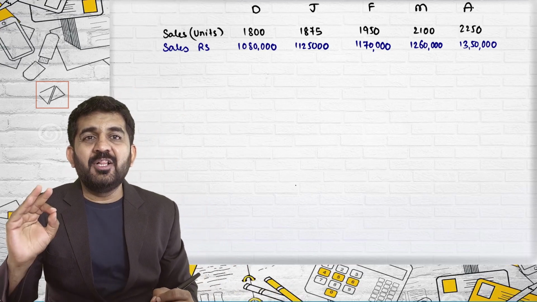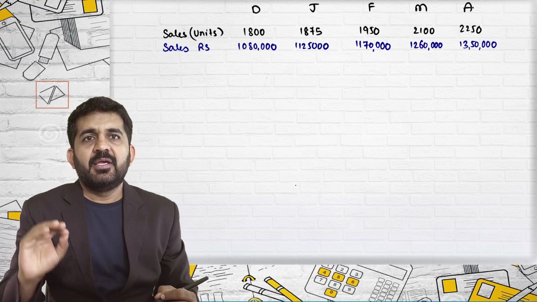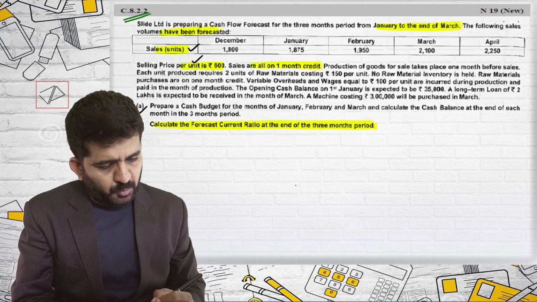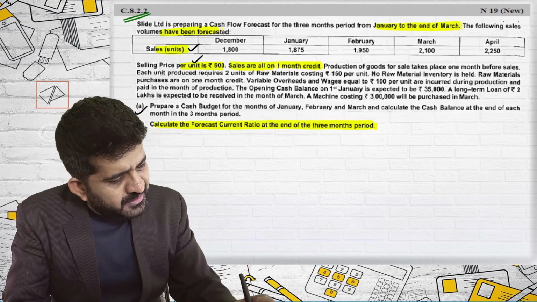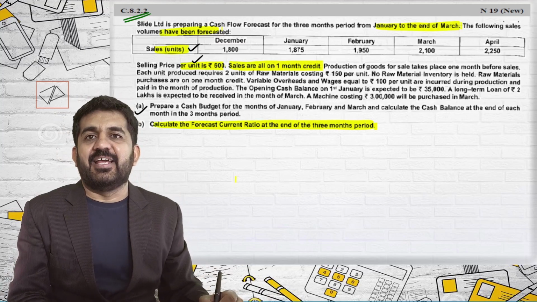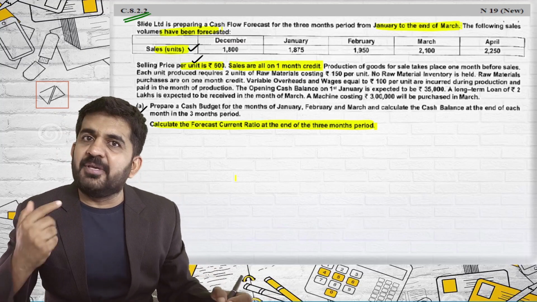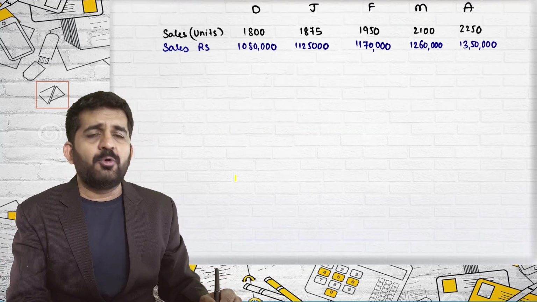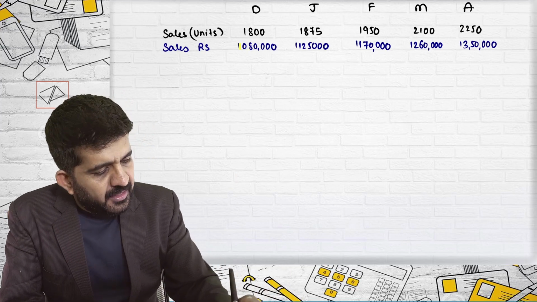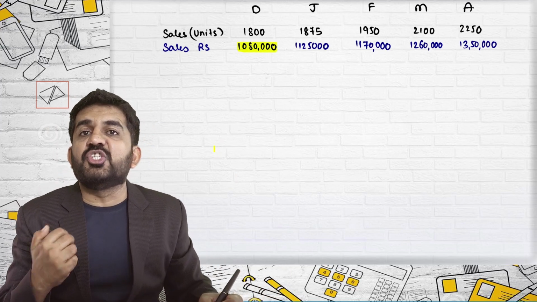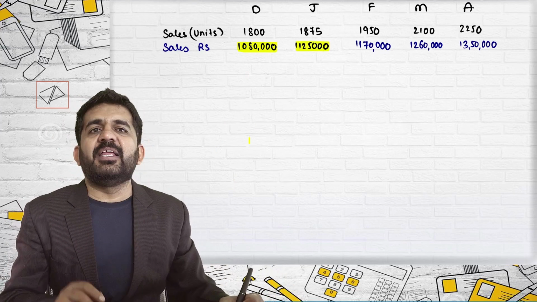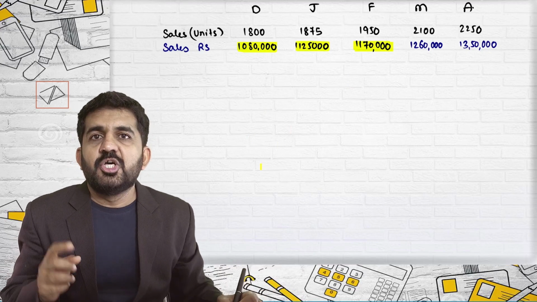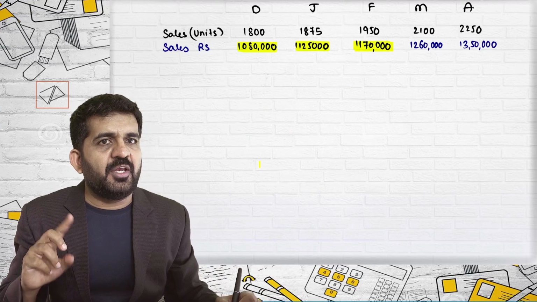Now, all the sales are on credit and the money is recovered in the next month. This is what is given in the question. All sales are on 1 month credit. So the sales will be credit sales and money will be recovered in the next month. Try to understand, it is very easy. December sales will be recovered in Jan. Jan sales will be recovered in Feb. And Feb sales will be recovered in March. I am interested only in 3 months, January, February and March.